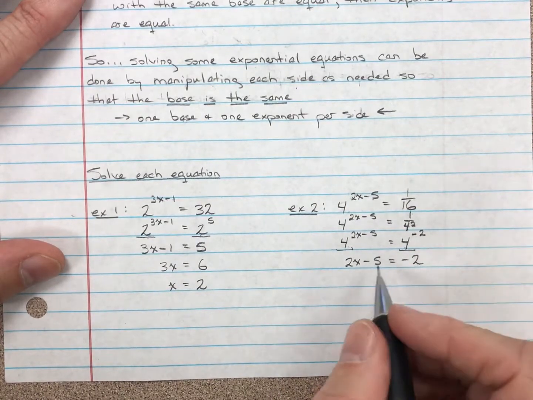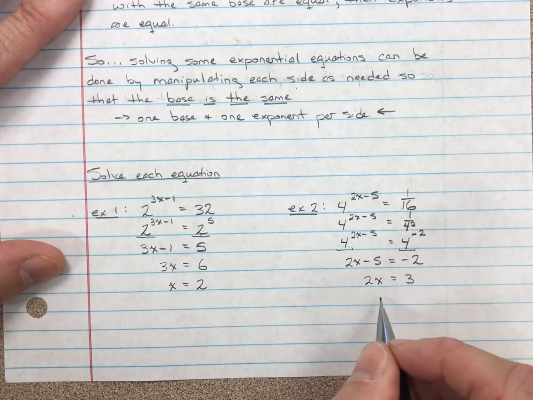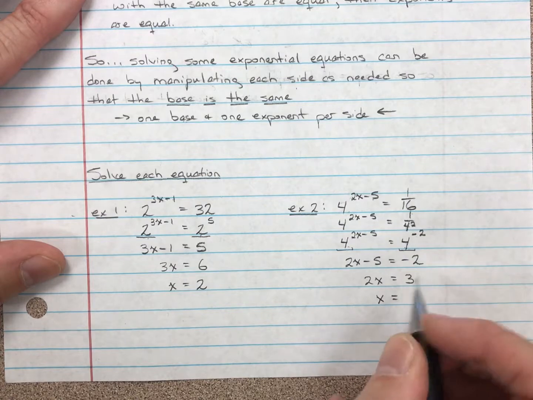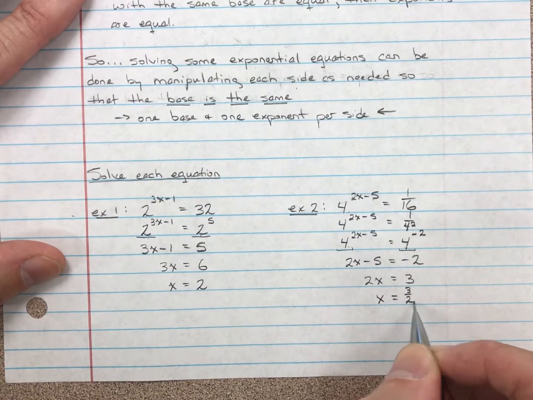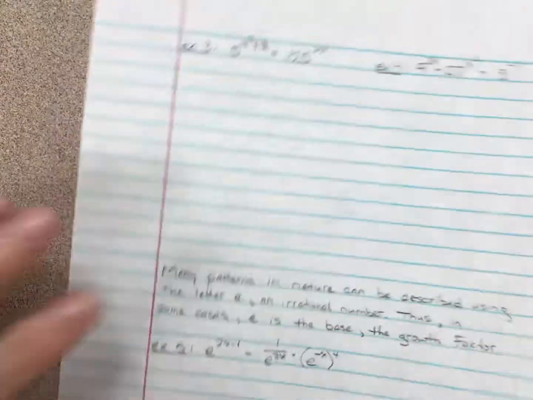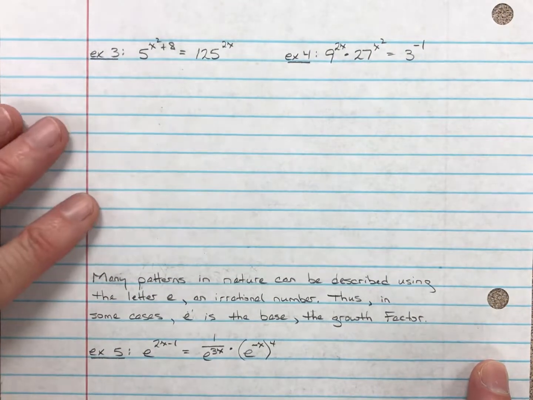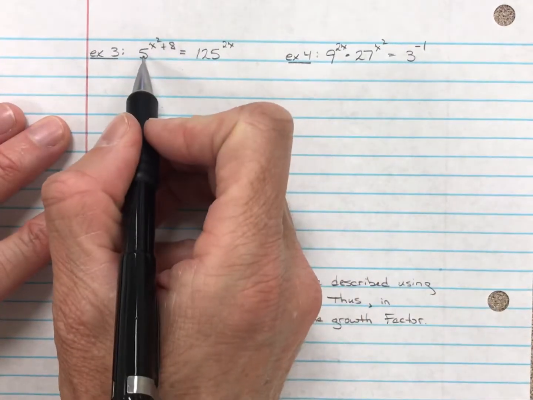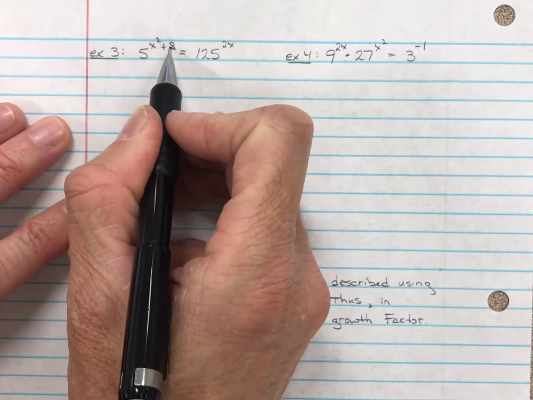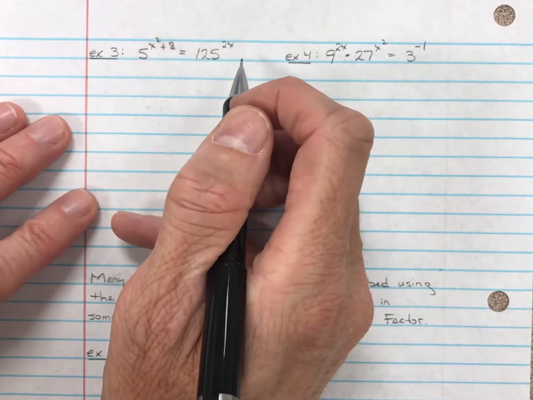Let's see, let's add 5 to both sides. 2x is equal to 3. Let's divide both sides by 2. X is equal to 3 halves, and I'll leave the check up to you. Okay, example 3. We'll do a few more examples to get a sense of this, but the idea is always the same. Okay, 5 to the x squared plus 8 is equal to 125 to the 2x.